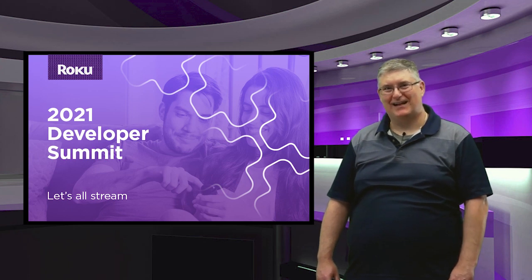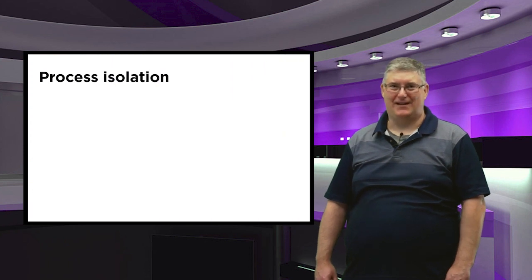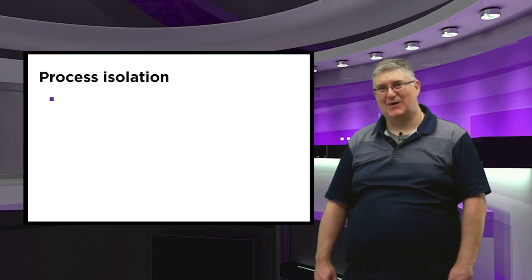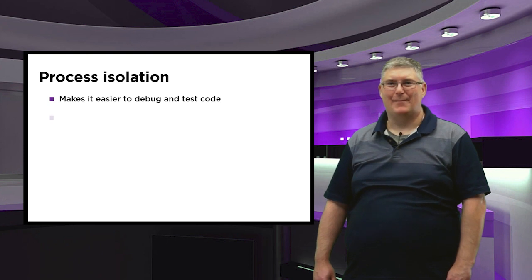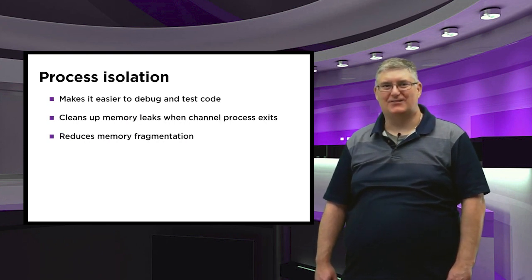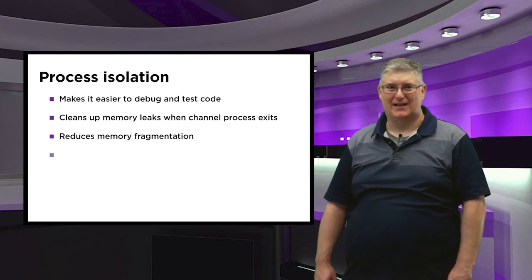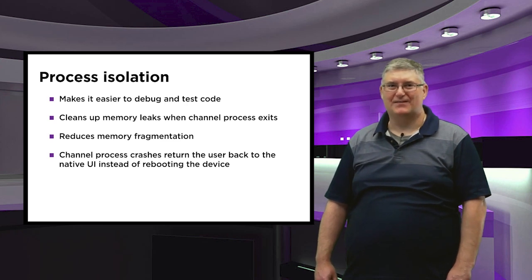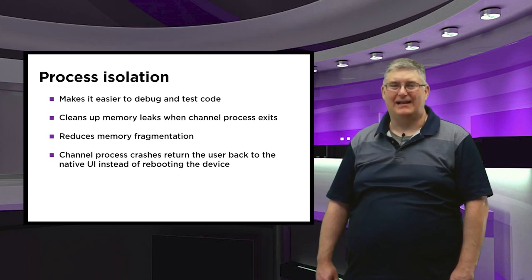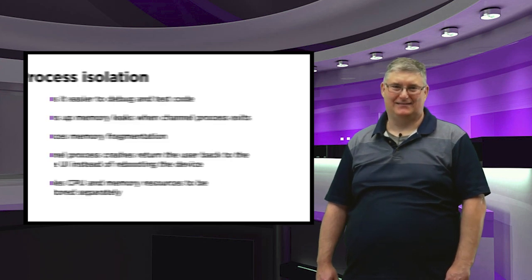Instant Resume utilizes the ability to run channels in separate processes. This has several benefits, including debugging and testing code is easier, memory leaks are cleaned up when the channel process exits, memory fragmentation due to channels running in separate memory address spaces is reduced, channel process crashes return the user back to the native UI instead of rebooting the device. And finally, process isolation enables CPU and memory usage to be monitored separately.